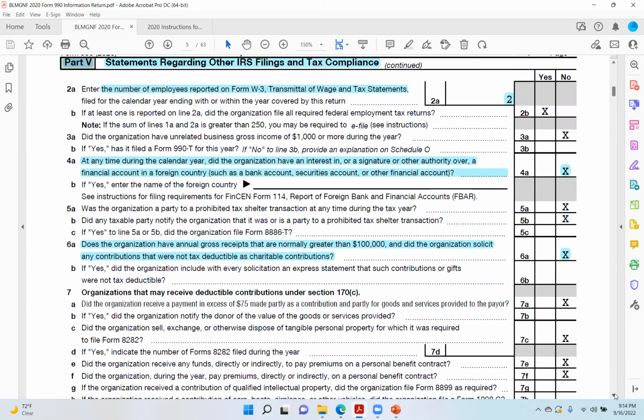So on line 2A, it says, enter the number of employees reported on Form W3, transmittal of wage and tax statements filed for the calendar year ending with or within the year covered by this return. And you see the number 2. The number of employees they reported was 2.